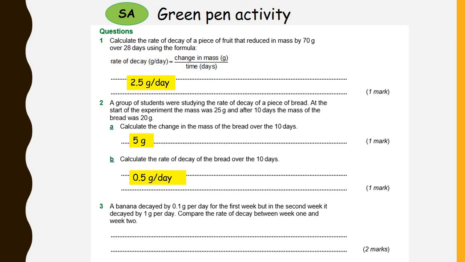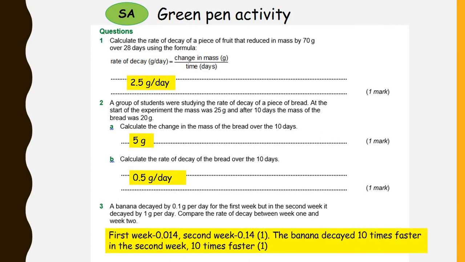A banana decayed by 0.1 gram per day in the first week, and in the second week it decayed by 1 gram per day. Compare the rate of decay between each week 1 and week 2. So first week we've got this 0.014, second week 0.14. The banana decayed 10 times faster in the second week, so 10 times faster.